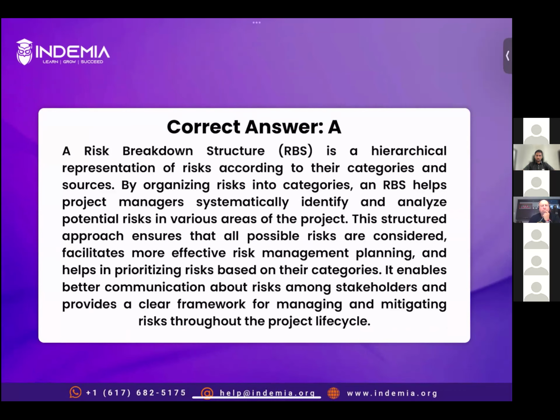So if you see, by organizing risks into categories, an RBS helps PM systematically identify and analyze risk. So before you identify and analyze risk, you define these different buckets. So RBS provides you those different buckets or categories of risk. So if I identify risk, I'll put it in bucket A, bucket B, C, and so on. All right, next question.